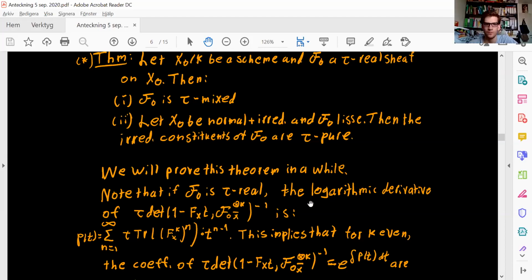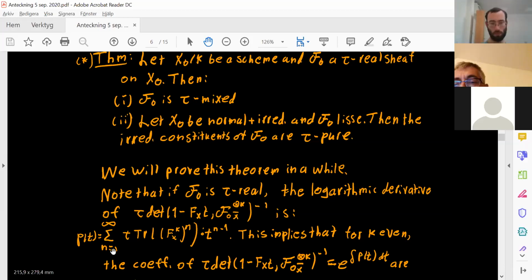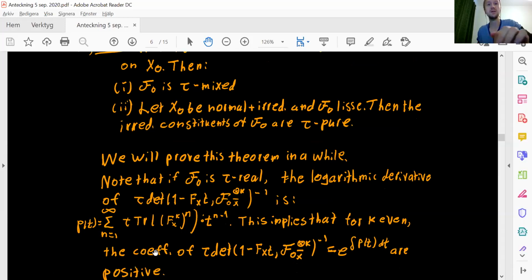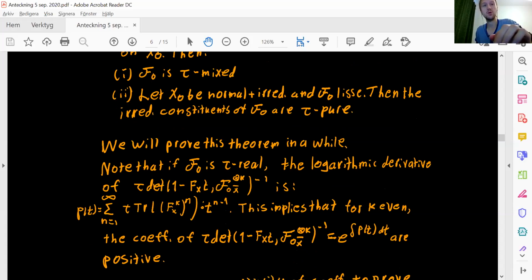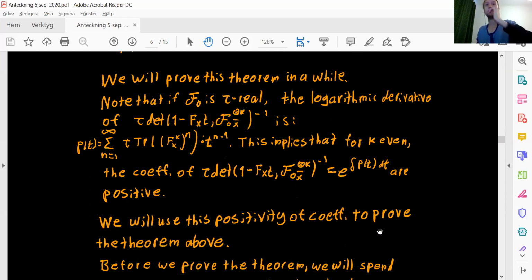As I said, if I have a tau real sheaf f, I can take the logarithmic derivative of this characteristic polynomial, and I get the following series. You note that if k is even, then the coefficients of this will be positive. If the coefficients of this logarithmic derivative are positive, then clearly the coefficients of this one are also positive, because it's just e, then I integrate over pt. And we will use this positivity of coefficients to prove the theorem above.